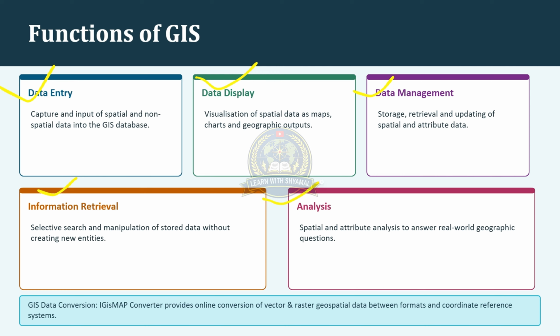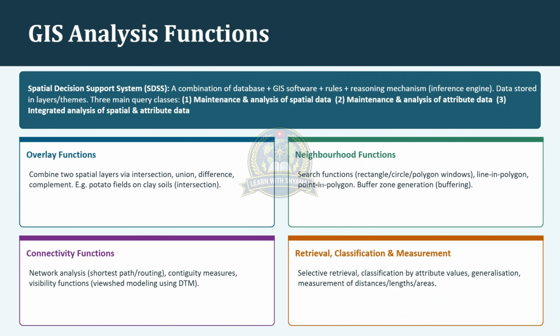GIS data conversion: IGIS MAP converter provides online conversion of vector and raster geospatial data between formats and coordinate reference systems. GIS analysis functions: spatial decision support system, SDSS, a combination of datasets plus GIS software plus rules plus reasoning mechanism, that is inference engine. Data is stored in layers and themes.